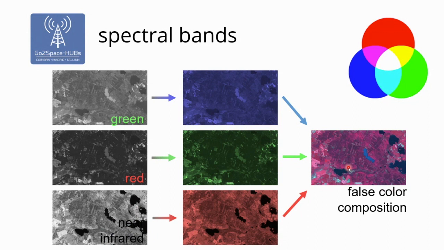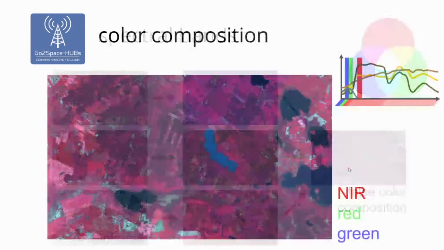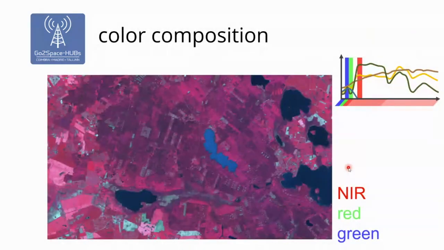Sometimes it's called standard composition, but I don't think it's used anymore. So it looks quite different, as you can see. So it's much more difficult to interpret for some inexperienced person. But when you have this experience, you will see that the information here is much richer than in this image with only visible bands.